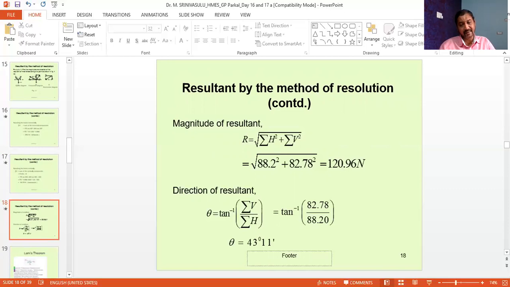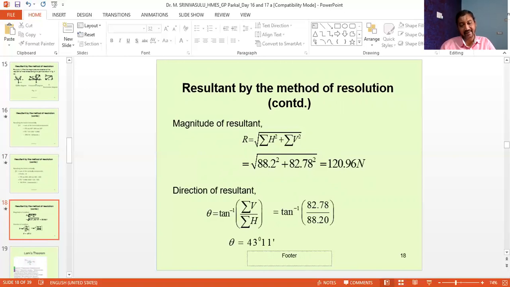Therefore automatically we will get the positive value, and when we calculate the square root of that derived value, ultimately the magnitude of the resultant force is equal to 120.96 newtons. So this is the magnitude, this much force is acting. Now, to find out the direction, at what angle it is acting.